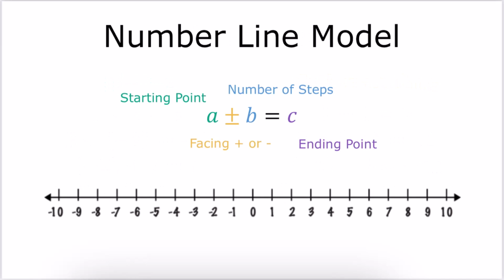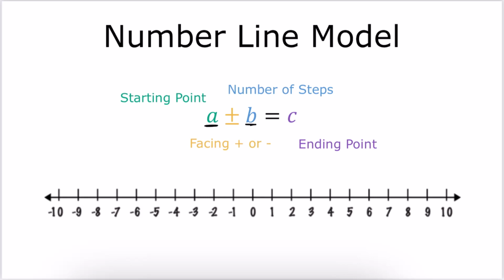The first model we're going to talk about is the number line model. In the number line model, the first number in your addition or subtraction problem is going to be the starting point, in other words, the distance away from zero that you're starting on your number line. If you're adding, you're going to imagine that you're facing the positive side of the number line, or if you're subtracting, you're going to be facing the negative side. The second number tells you the number of steps that you'll be taking in that direction. And if you have a negative number that you're adding, you'll be taking backward steps.